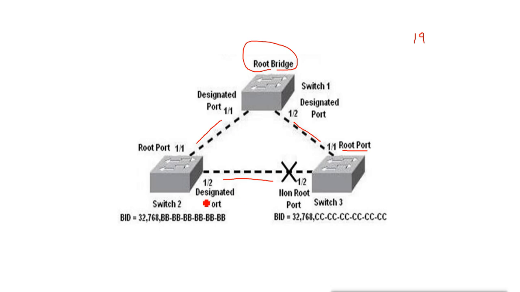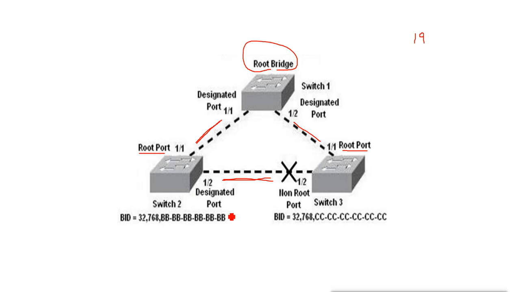And for switch 2, again, if it goes from this side, it will cost 19. If it goes from this side, it will cost 38. So the 19 will be the shorter one. So this port for switch 2 will become the root port.